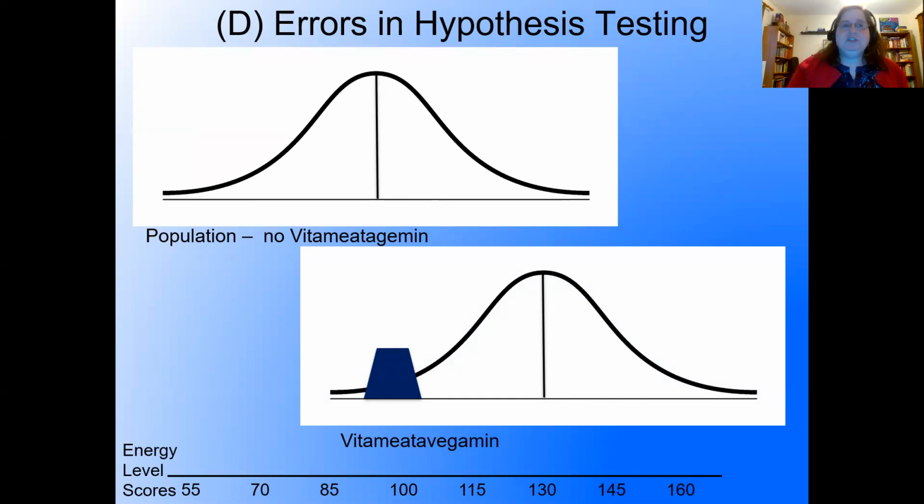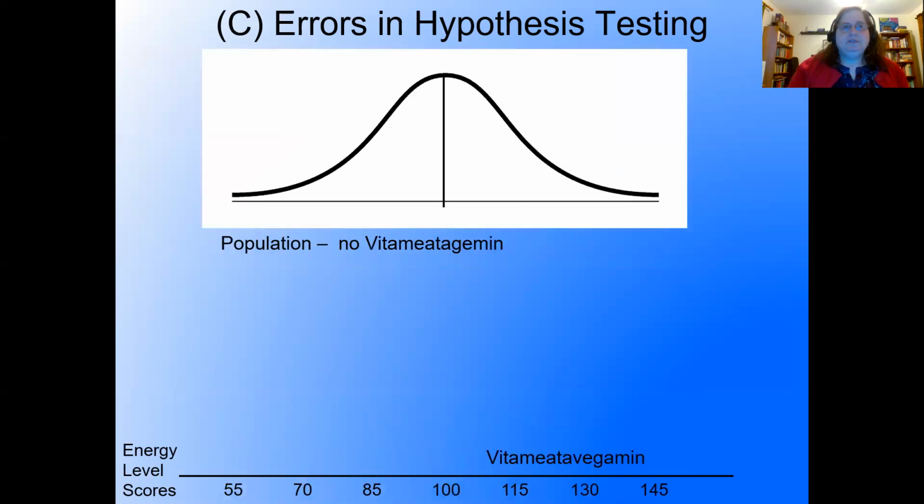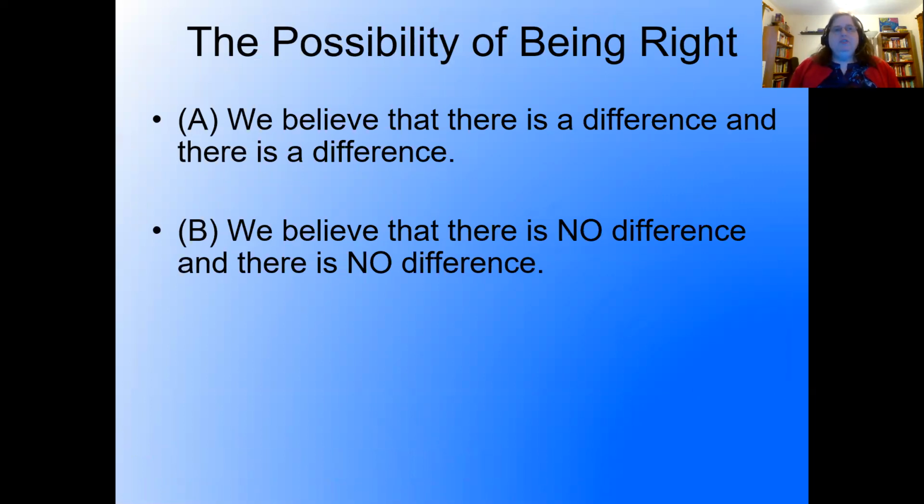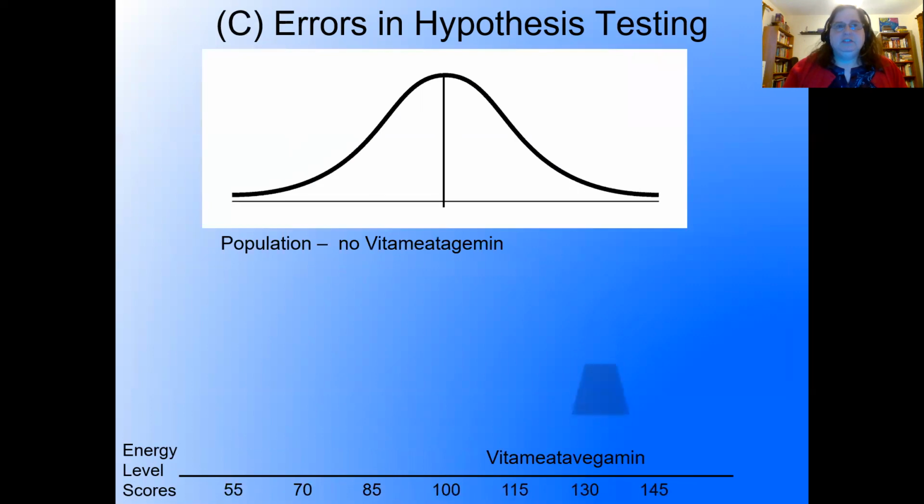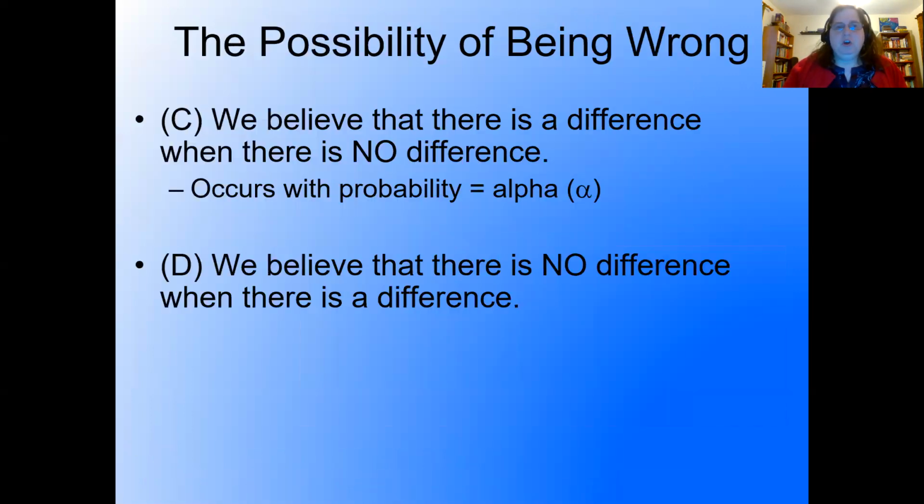So now we can summarize. When you're right, it means that either you believe there is a difference and there really is a difference, or you believe that there's no difference and there really is no difference. When you are wrong, you believe that there's a difference when there's no difference. You reject the null and you should not have. That occurs with probability alpha. Or you believe that there is no difference when there actually is one.